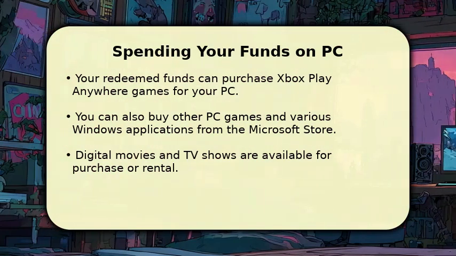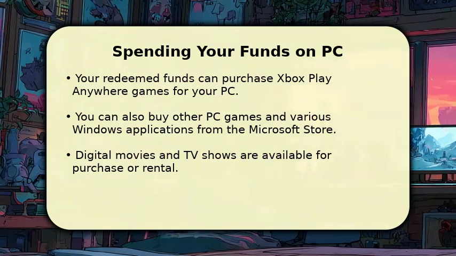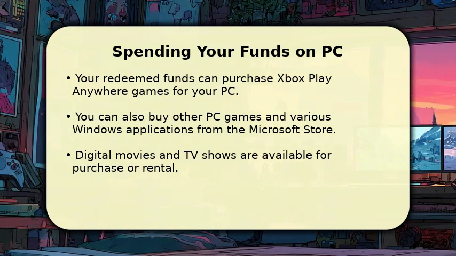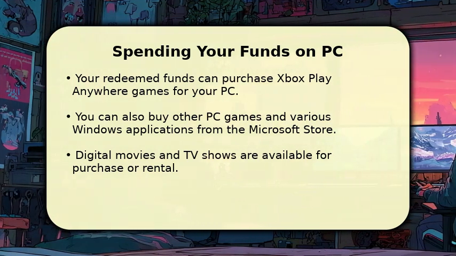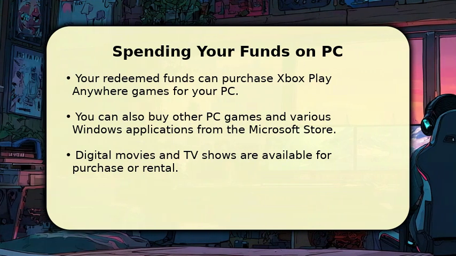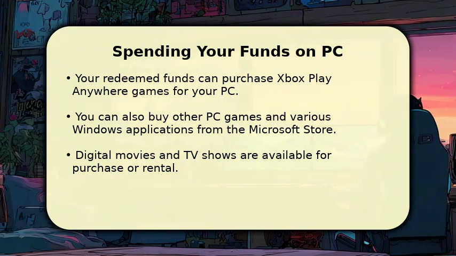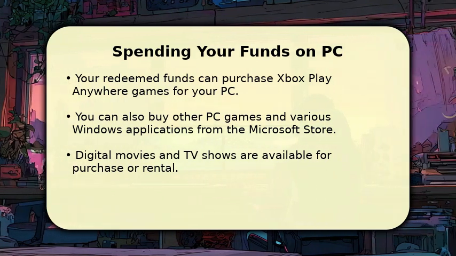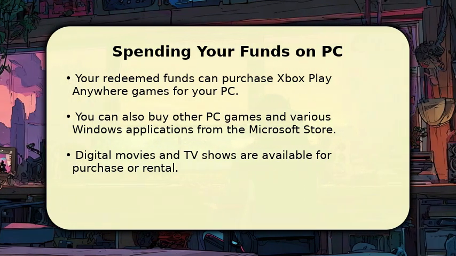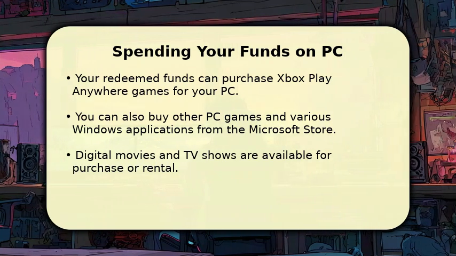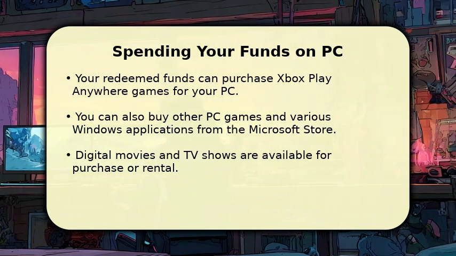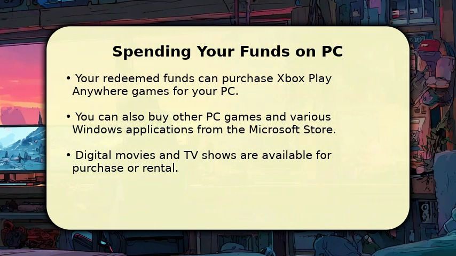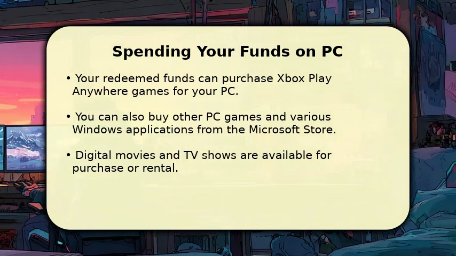With your funds now in your Microsoft account, head over to the Microsoft Store on your Windows computer. You can browse and purchase a vast selection of content, including many Xbox Play Anywhere games that work on both console and PC. Look for new PC games, useful applications, or even rent and buy the latest movies and TV shows. Your account balance will automatically be offered as a payment option when you check out.